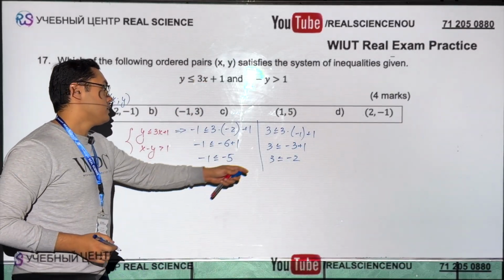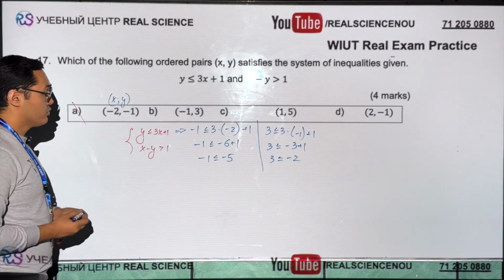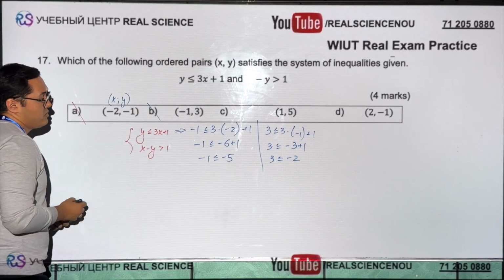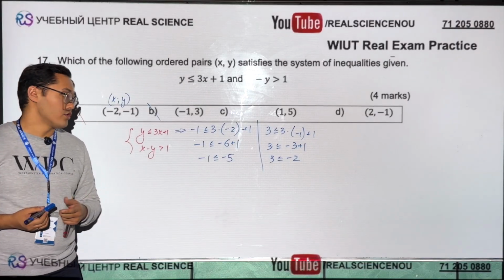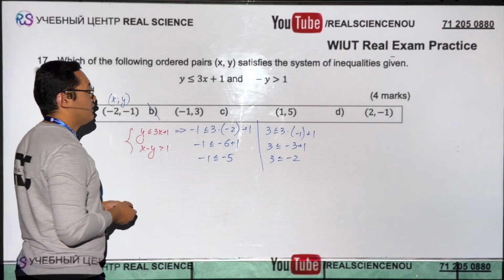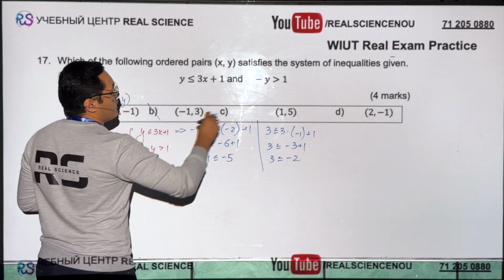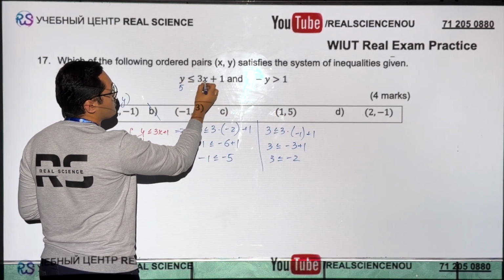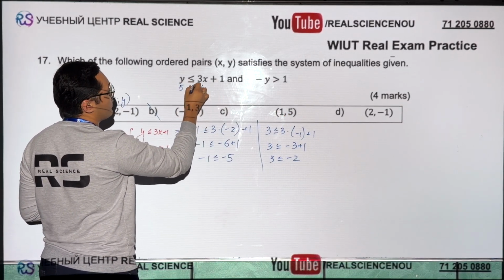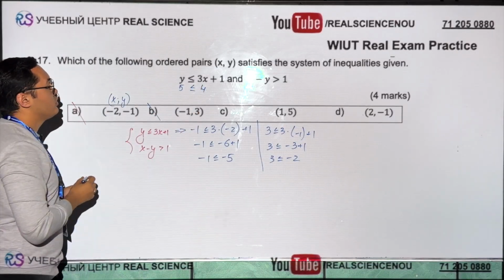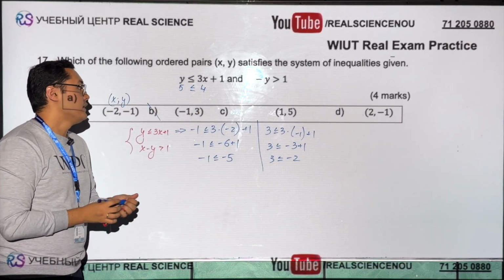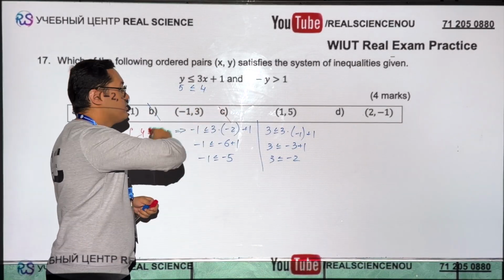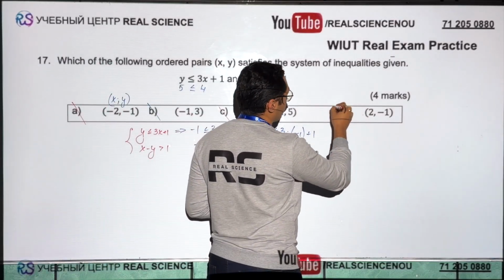But because we know that 3 is not less or equal to minus 2, it means that B is not our answer. Now let's work with C. Insert 5 here, 1 here. 3 times 1 is 3. 3 plus 1 is going to be 4. But because we know that 4 is not more or equal to 5, C is also not the answer. That's why you choose the answer D.